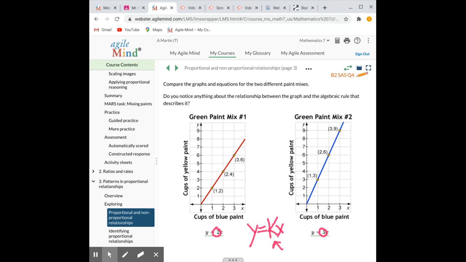Roy Kia, can you help her out? Can you help her out for the point (1, 3), what it means? I think Roy Kia is falling asleep. Help her out, Jacaden. You said (1, 3)? Correct. It's 1 cup of blue paint and 3 cups of yellow. Perfect. All right. Can you restate what he said, Roy Kia?